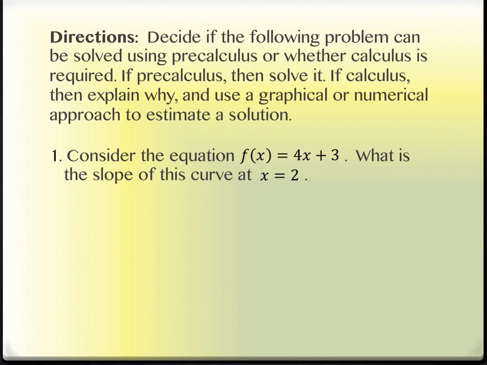Yep? It's a line, so it's a constant slope. Yeah, it's because it's a line. If this equation had said 4x squared plus 3, we wouldn't have pre-calculus. It would be calculus. So the fact that this is a line is what tells us this. Okay, so this is pre-calculus.